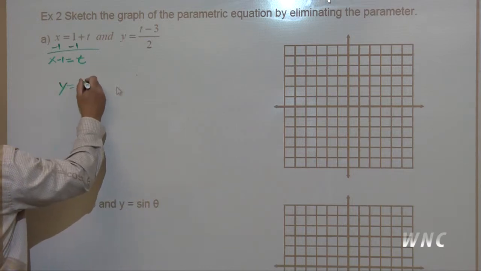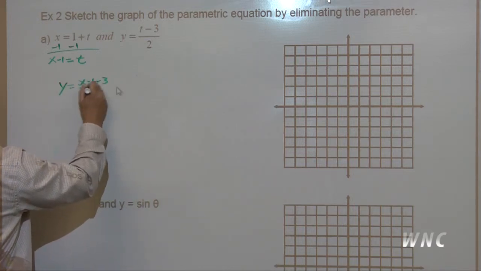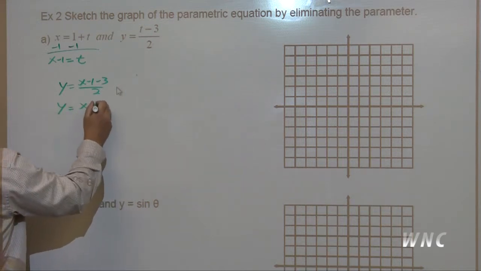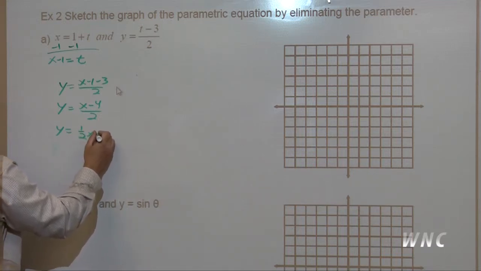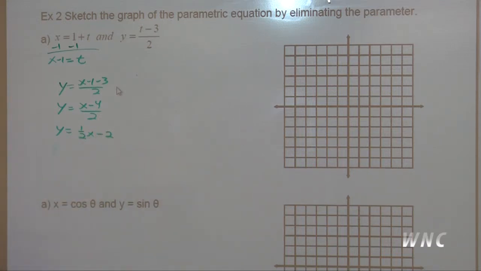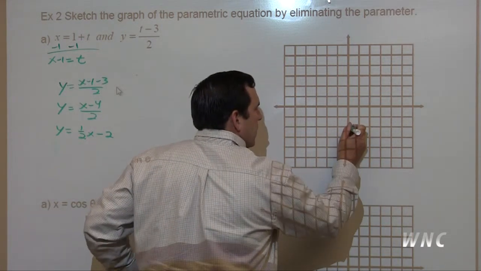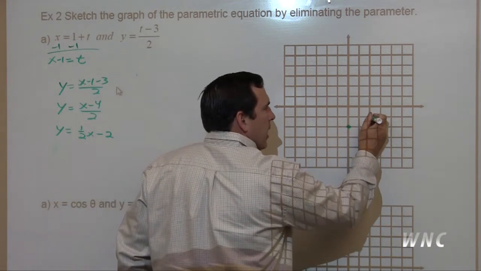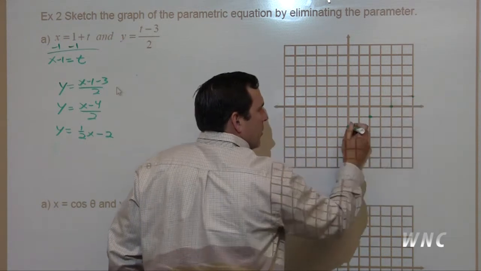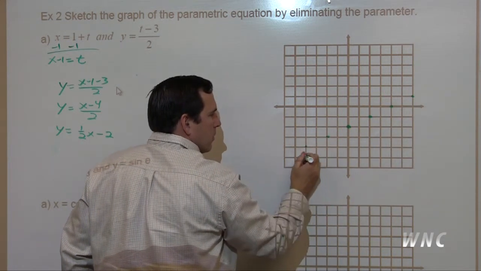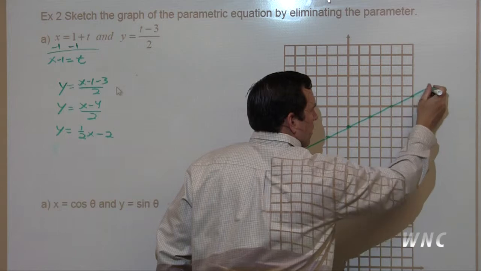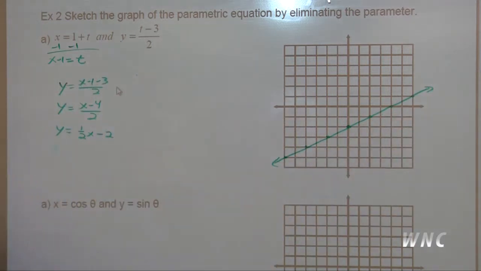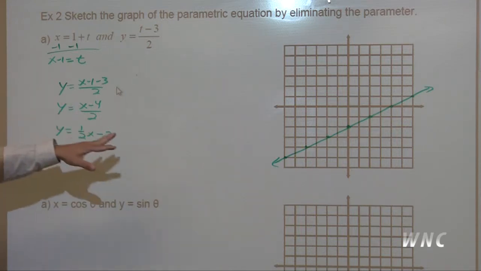y equals x minus 1 minus 3 all over 2, or y equals x minus 4 all over 2, or y equals 1/2 x minus 2. Our intercept is negative 2. Our slope is 1/2, so up 1 over 2, or down 1 back 2. There you go. That is eliminating the parameter and then graphing the equation.